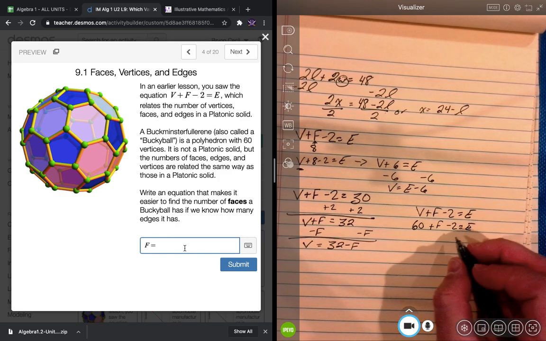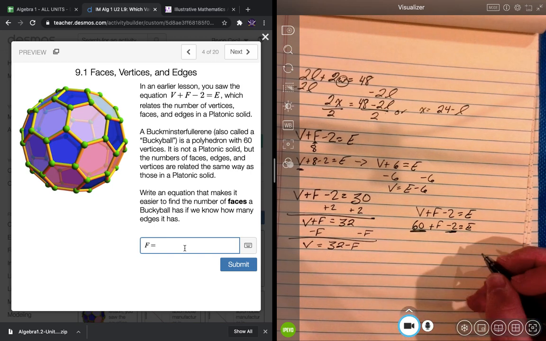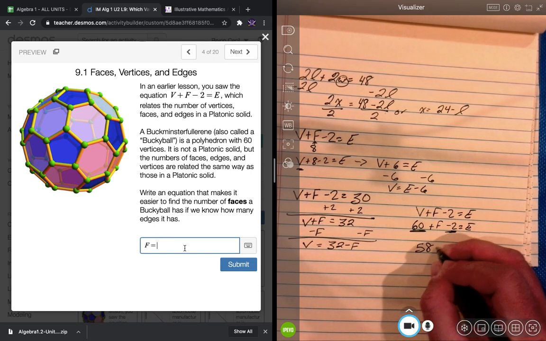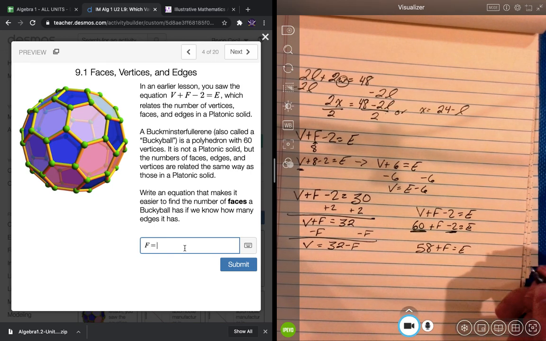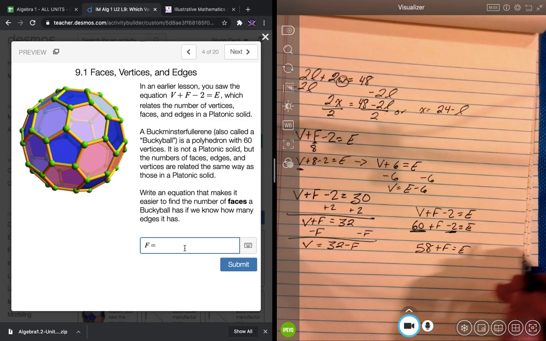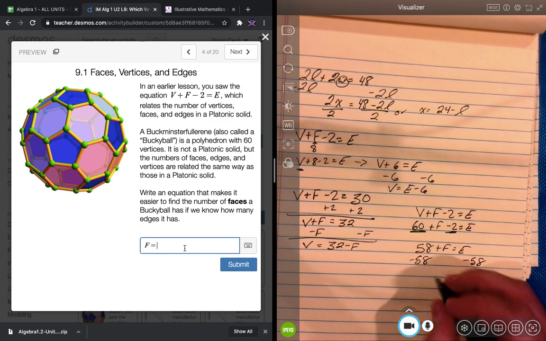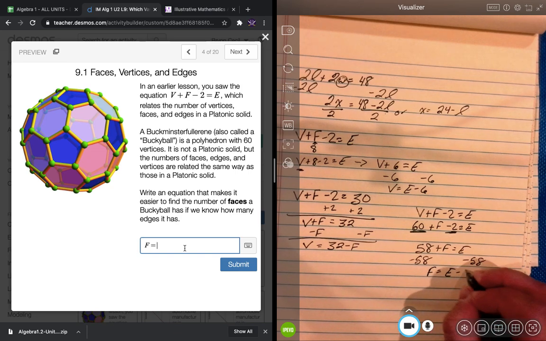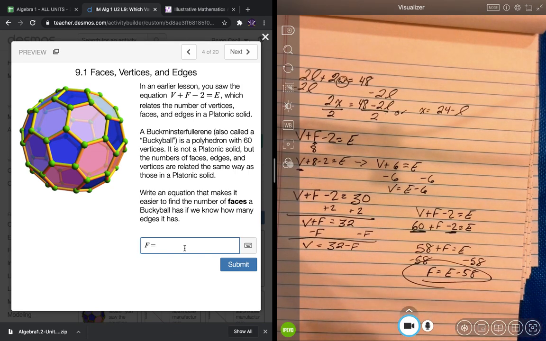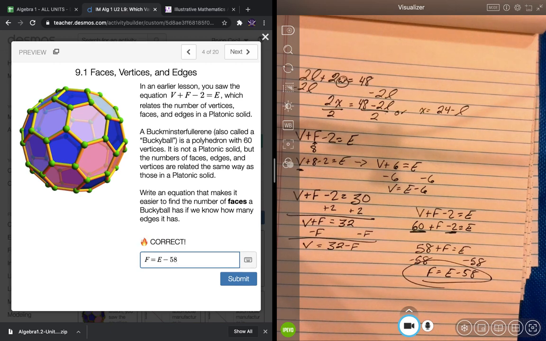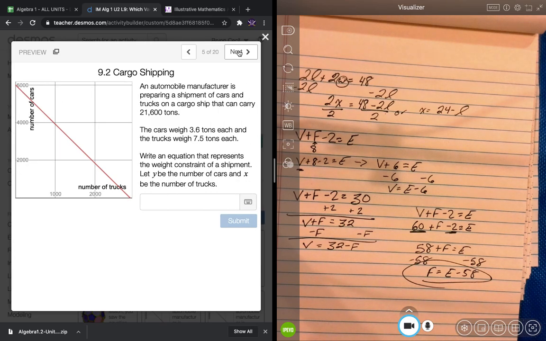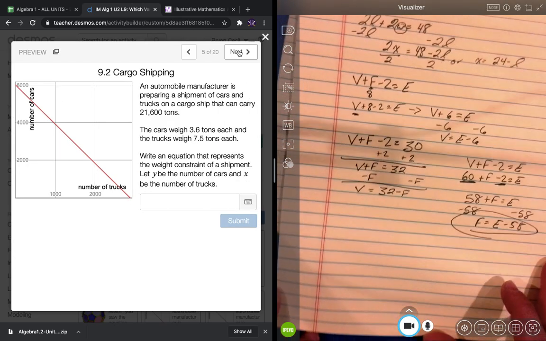Now here, guys, combine your like terms. I got a minus 2 and a 60. That's going to give me 58 plus F equals E. Now we're making it easier to find the number of faces, so I move the 58 over, and now I have F equals E minus 58. Okay, so E minus 58. Wonderful, wonderful, wonderful.